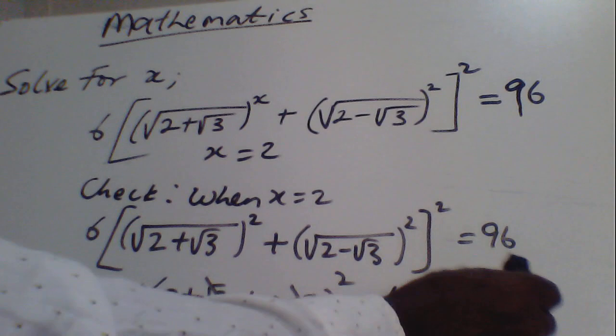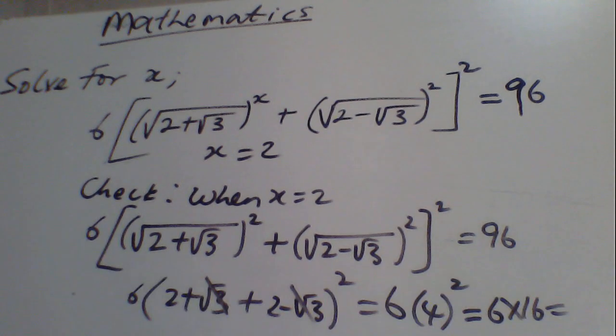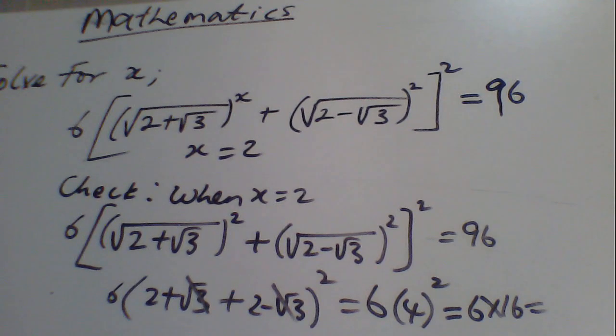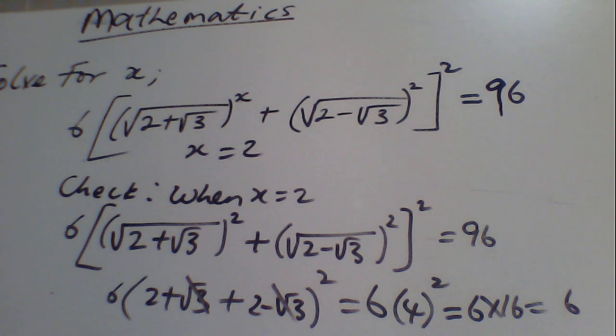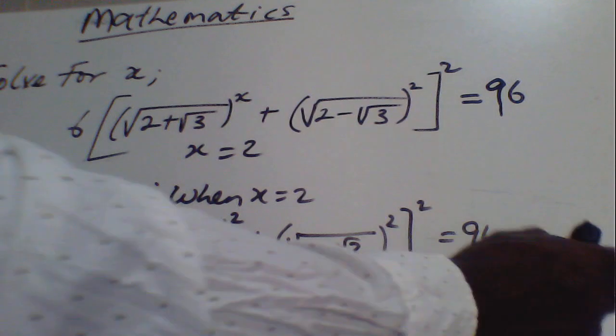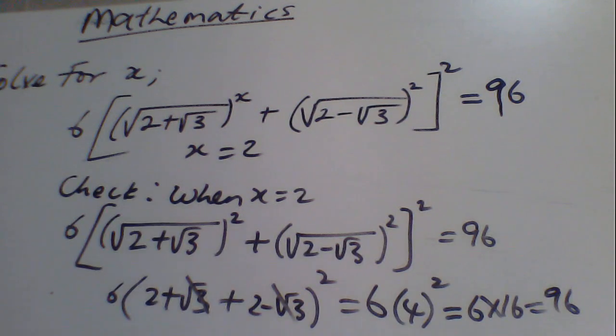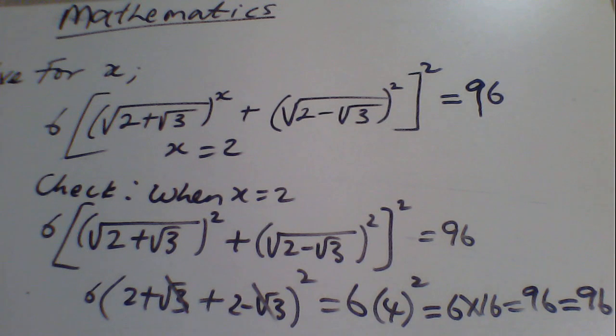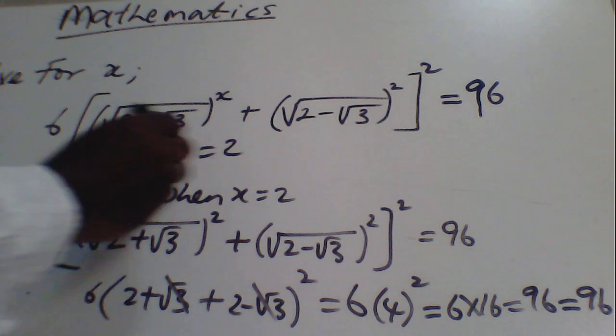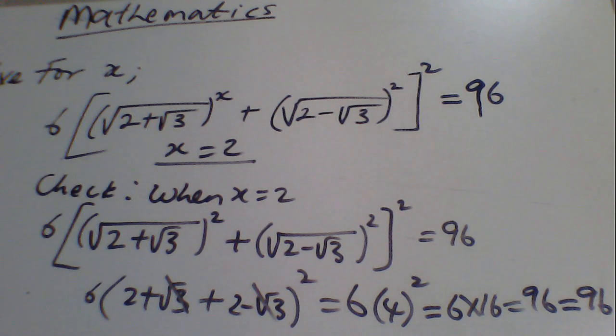And this will give us 6 times 16. And 6 times 16 is equal to what? 6 times 6 will give us 36, right? 6 carry 3. 6 times 1 will give us 6 plus 3 will give us 9. So since 96 is equal to 96, x is equal to 2.